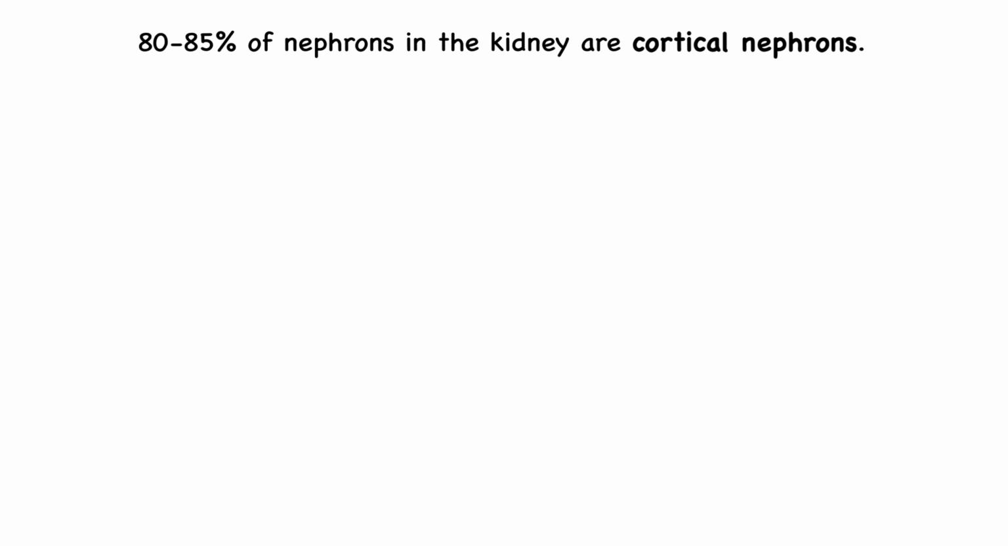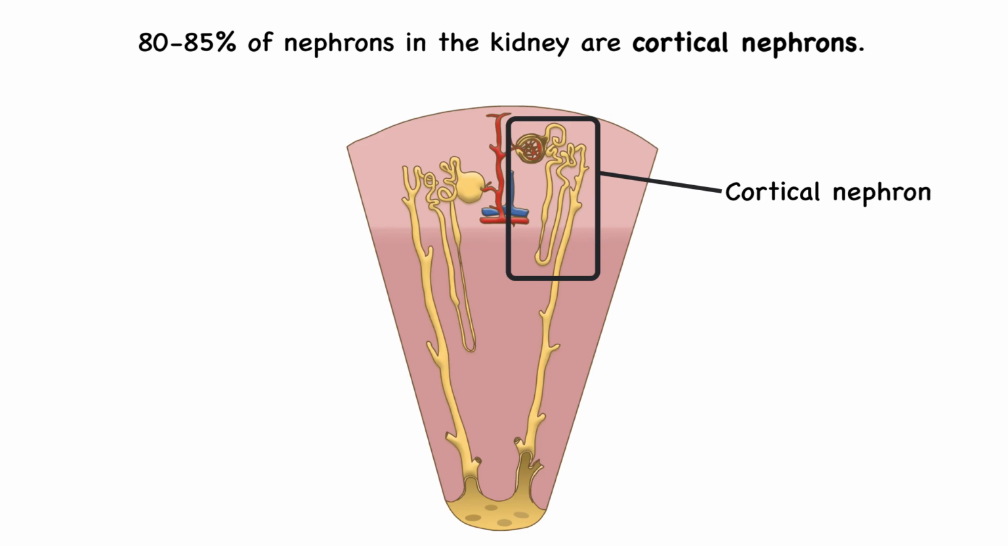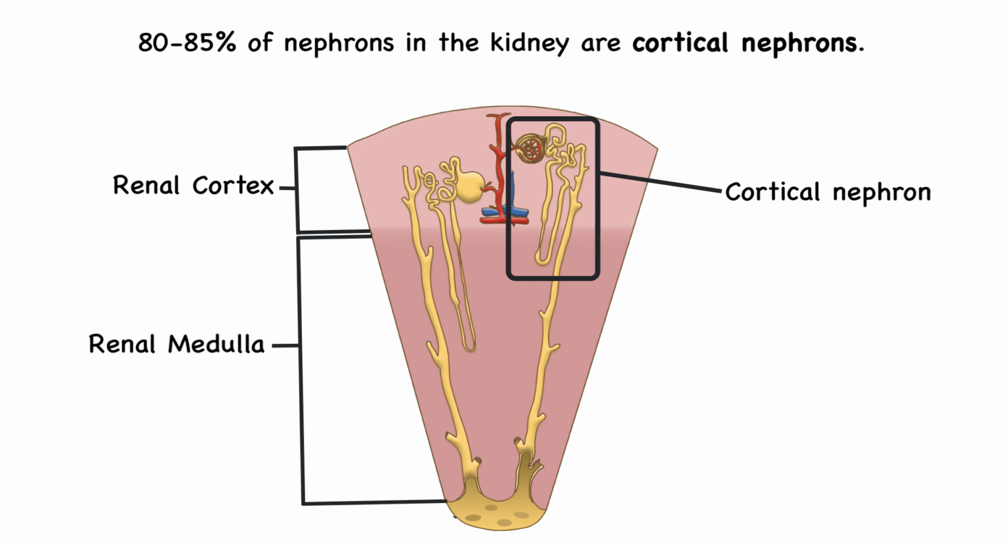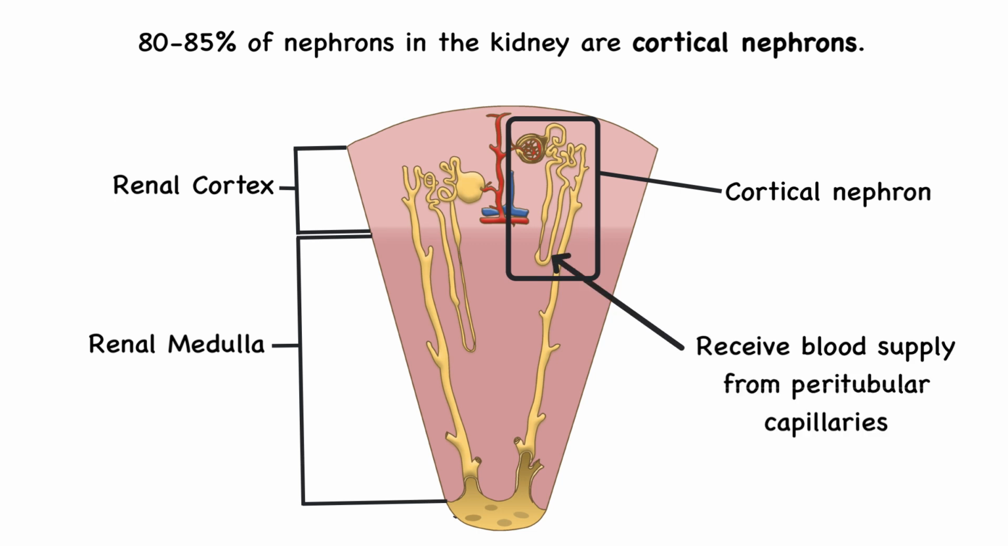About 80 to 85% of the nephrons in the kidney are cortical nephrons, which means that their renal corpuscles lie in the outer portion of the renal cortex. These nephrons have short nephron loops that are found mainly in the renal cortex and just slightly enter into the medulla. These short nephron loops receive their blood supply from the peritubular capillaries that come from the efferent glomerular arterioles.